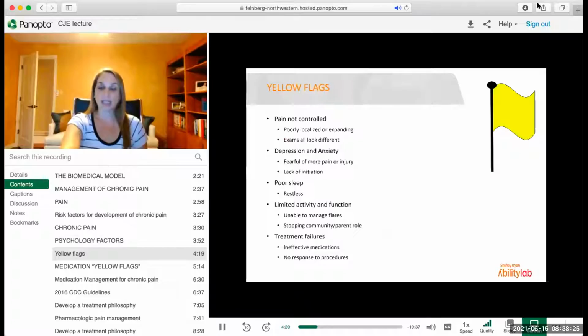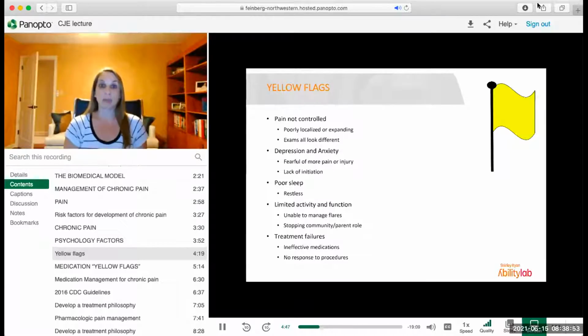So yellow flags that a patient has chronic pain that's perhaps not being managed as best as possible: the pain's not controlled, or it's localizing or expanding, it's growing. It started in their low back, then it's their mid back, then their upper back. Their exams look different every time you see them, and it doesn't quite make sense. They can have mood changes, be fearful of more pain or injury, lack initiation of activities, fear avoidance behaviors, catastrophic thinking.